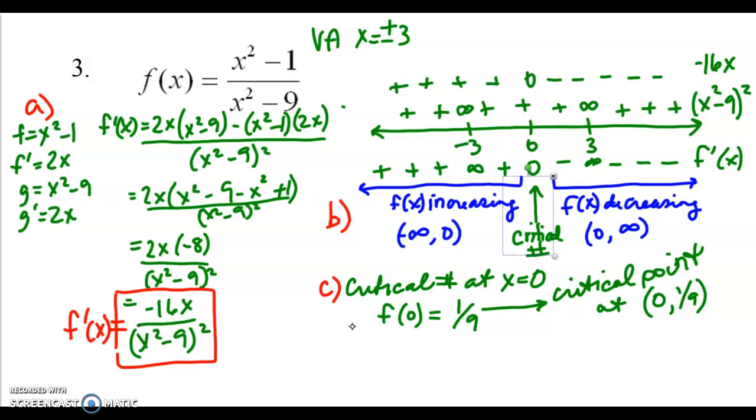C, we're looking at the critical numbers, the exact spot where the graph changes from increasing to decreasing, and that happens right here at the 0 of the derivative. And so we know that the critical point happens at x equals 0. When we put a 0 into the function, we get this y. So here's the critical point.